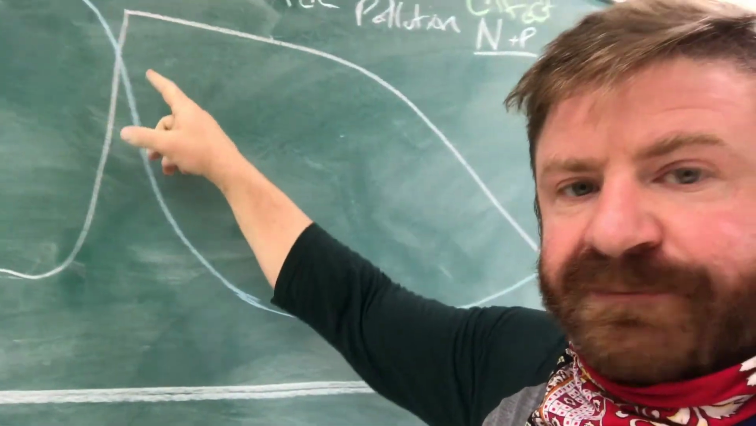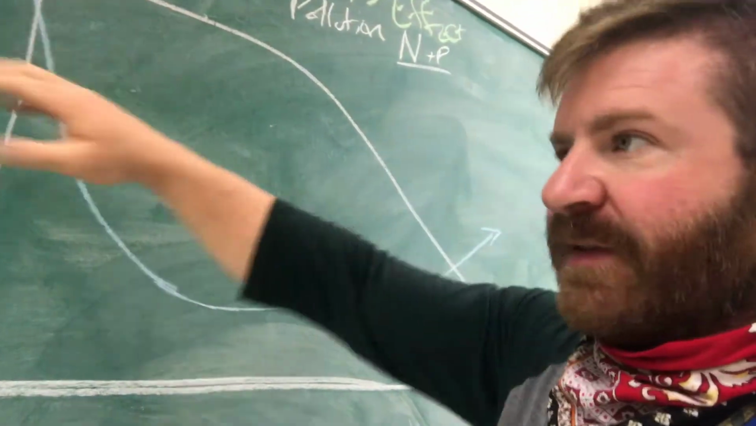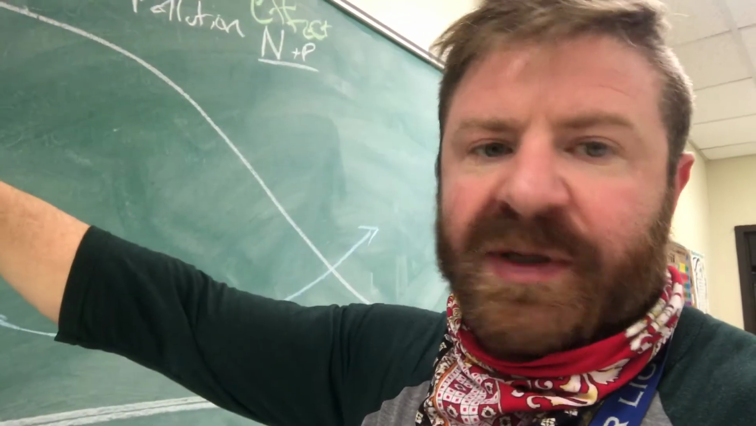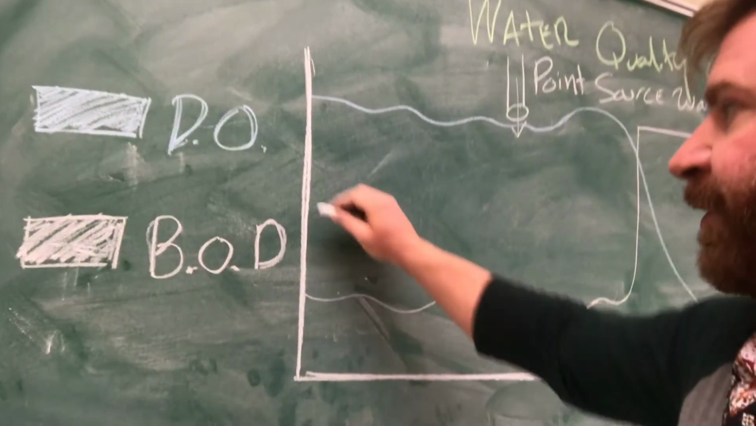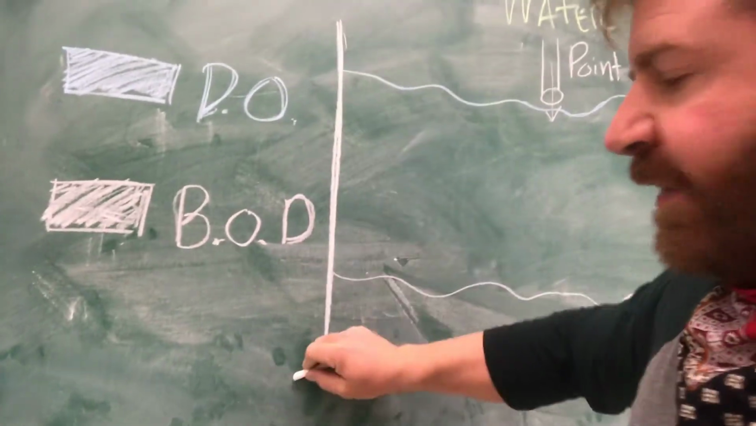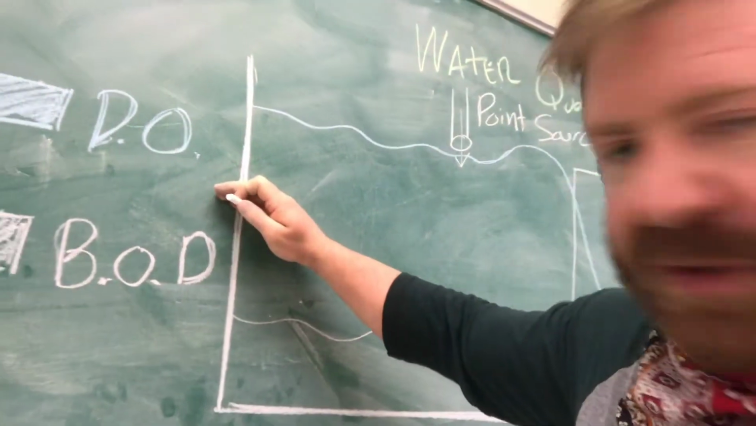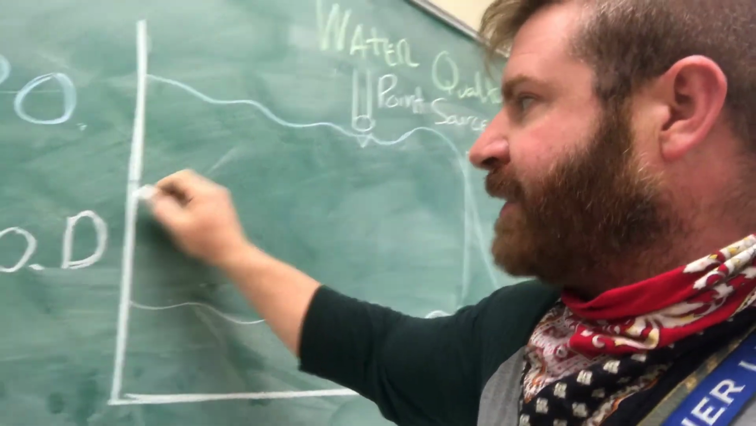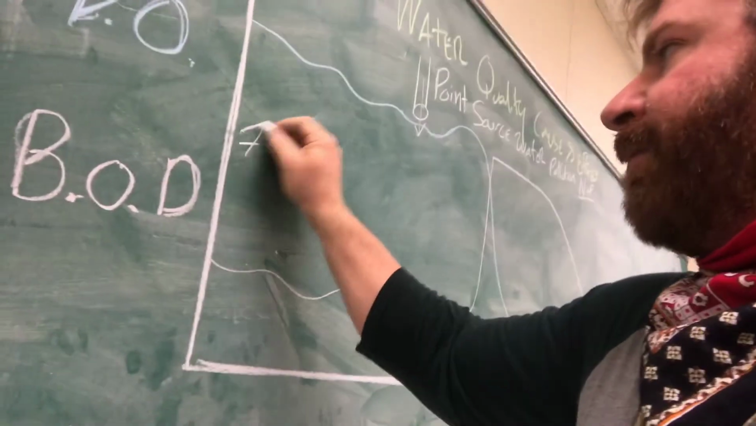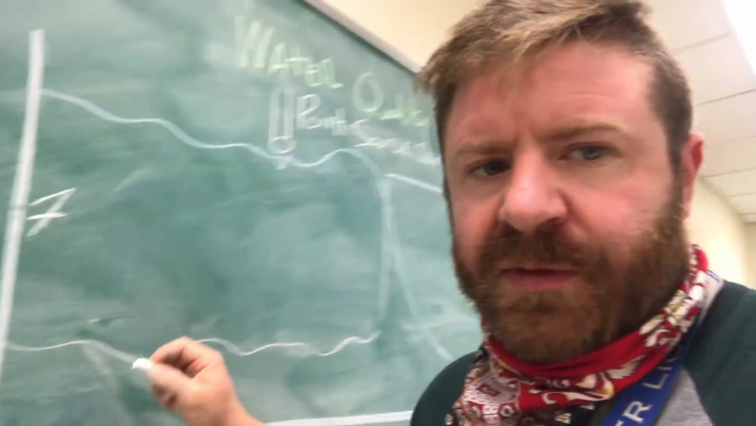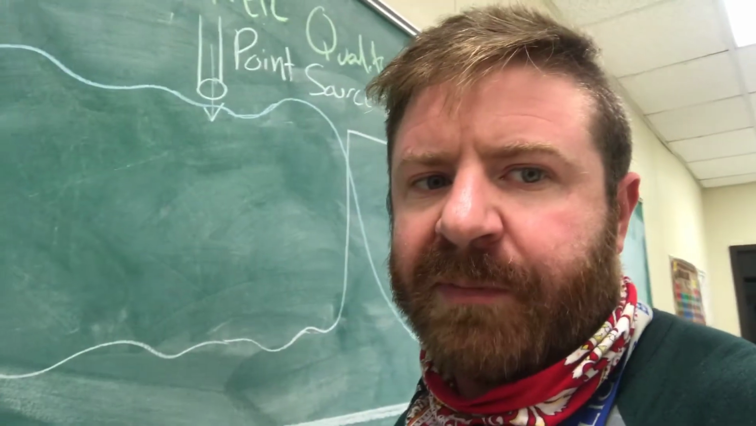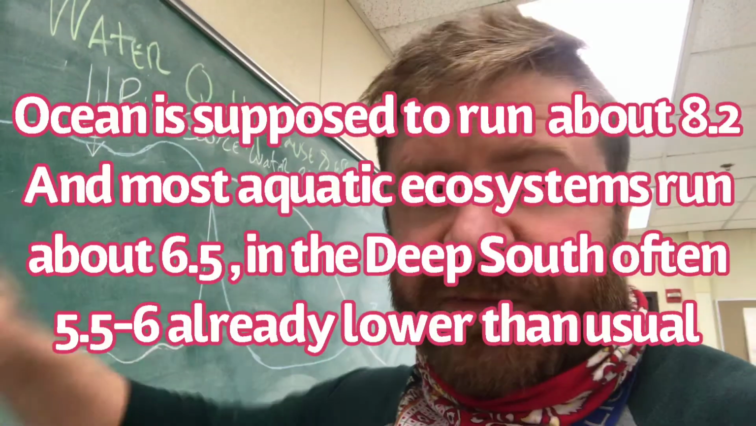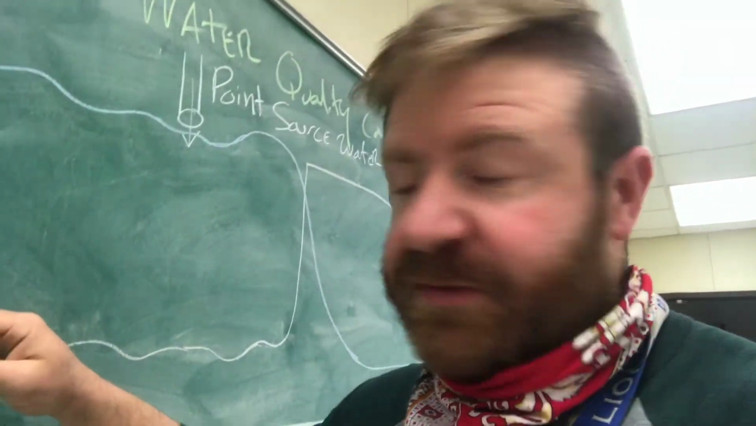These plants are dying. pH, I don't have pH on here, but the pH would go from relatively neutral. Let's put pH on here. We're going to use white for pH. So if this was like 14 and 0, below 7 is acidic, above 7 is basic. And most of our water bodies, let's put this at 7. Most of our aquatic ecosystems, okay? Remember, the ocean is actually supposed to be basic. But most of our aquatic freshwater ecosystems actually run around a 6, something like that.